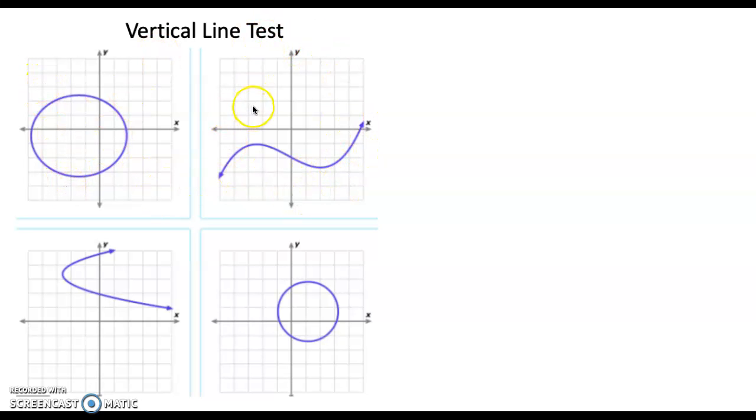If I take a look at this graph here, no matter where I put my vertical line, I could draw it at x equals -3, I could just do the y-axis or x equals 0, I could have my vertical line at x equals 2. No matter where I put it, I'm only going to intersect this graph at one point. This is an example of a function. Down here, I could draw my line at x equals 1, 2, 3, 4, and you can see how it only intersects once, which we would think might be a function.